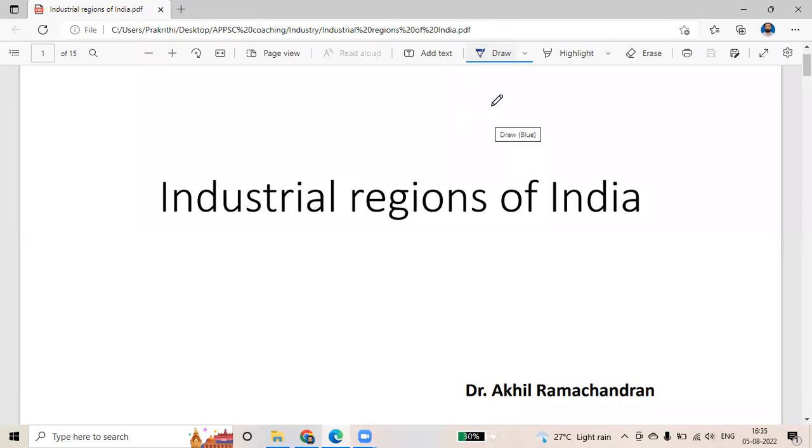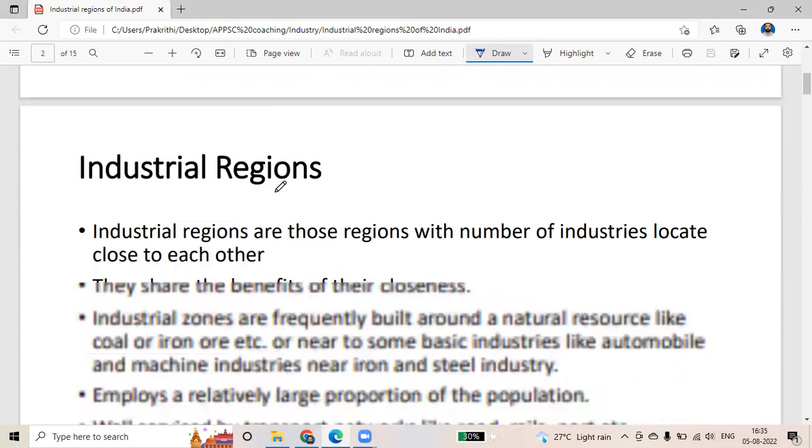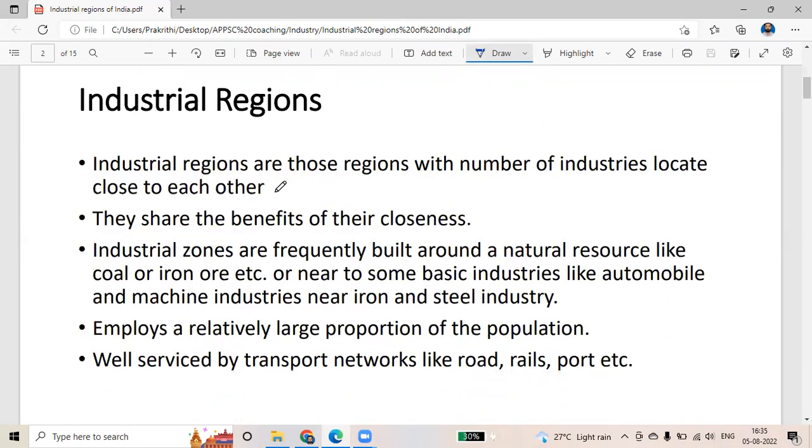So before going to the industrial regions of India, we can discuss what an industrial region is. Industrial regions are those regions with a number of industries located close to each other. Here one industry will be there, within that many companies, opposite there will be another industry, inside that also many companies, and so on. Industries are close to each other because the benefit can be shared.